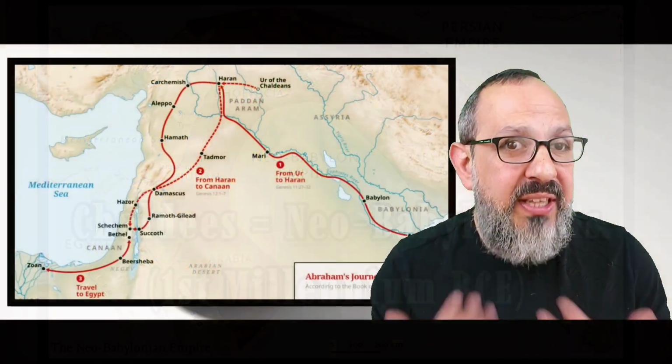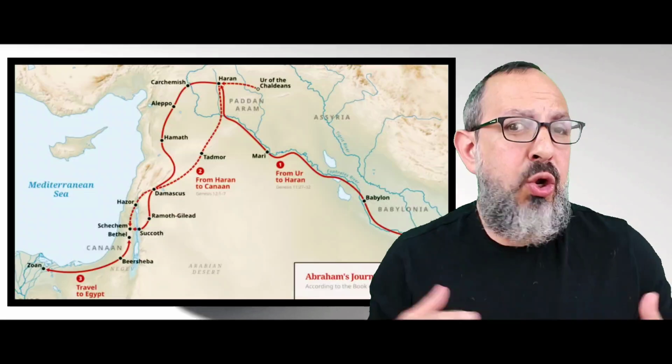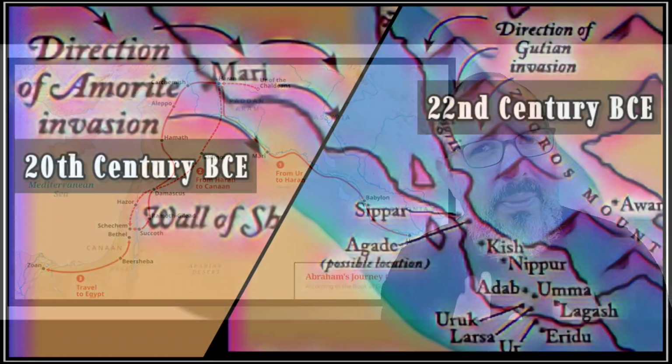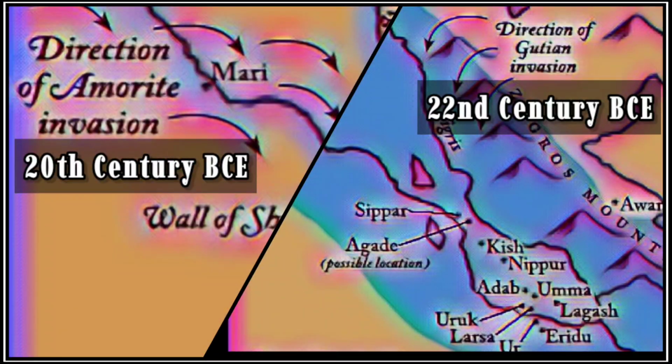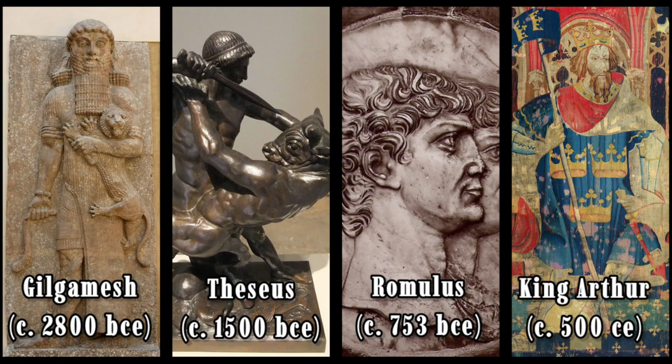But despite these anachronisms, most scholars don't have a problem saying that Abraham, or someone who inspired the story of Abraham, possibly came from this area around this time of the Amorite migration. They're simply looking at Abraham through the same historical lens as they would Gilgamesh, or Theseus, or Romulus, or even King Arthur. Meaning that they're not sure if any of these people actually existed, but if they did, then it's feasible that they could have come from those areas around those times.